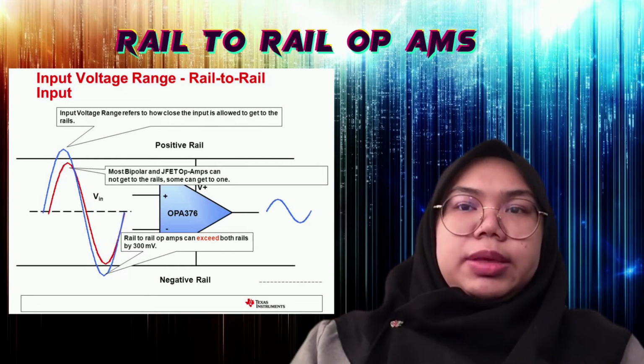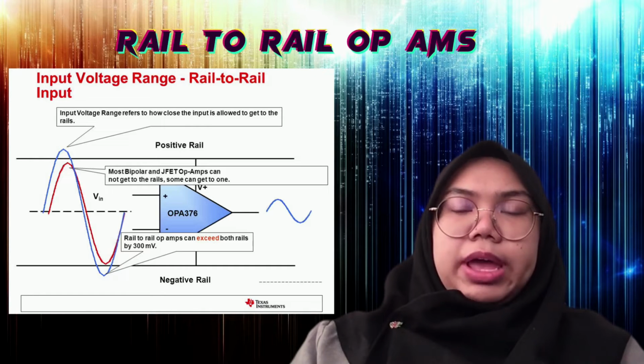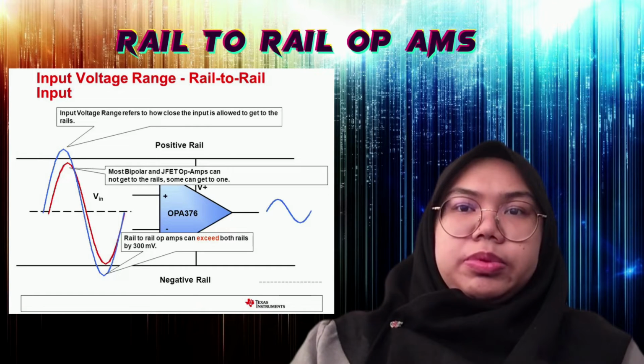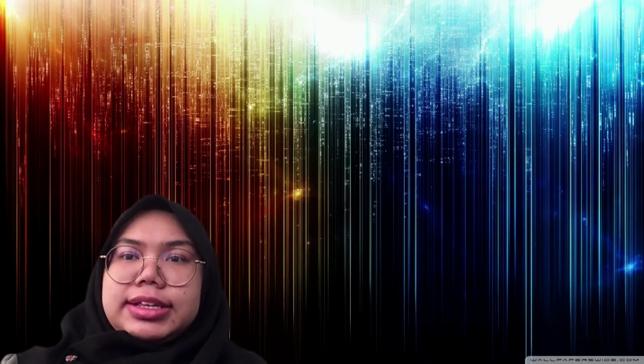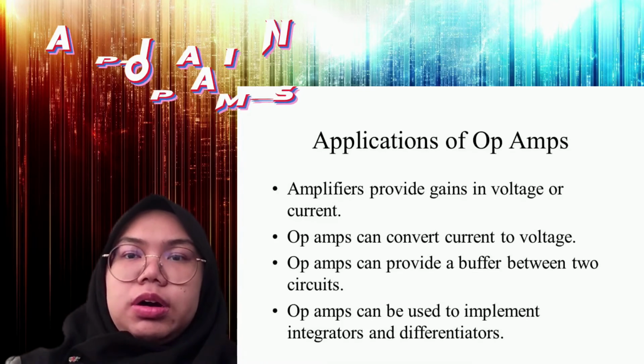It's often called an input or output full swing op amp, which includes high speed input or output full swing, low current consumption input or output full swing, low noise output full swing, and low offset input or output full swing. Next, I will proceed with the applications of op amps.